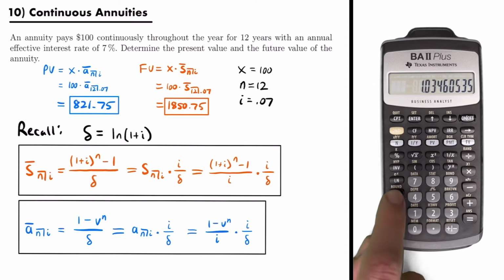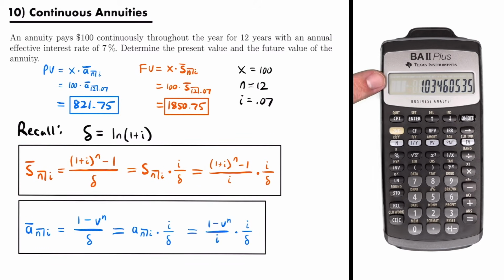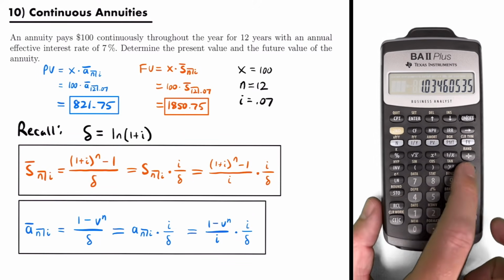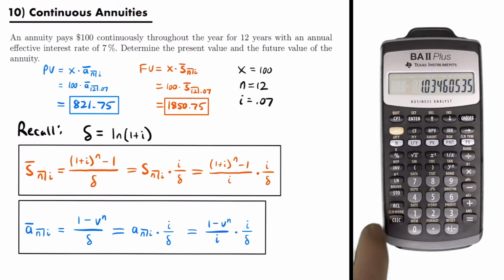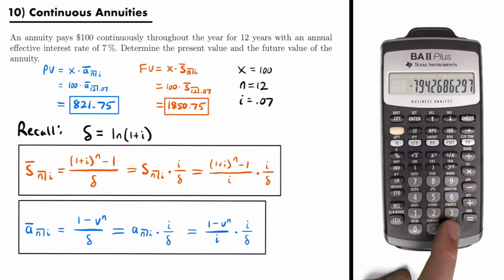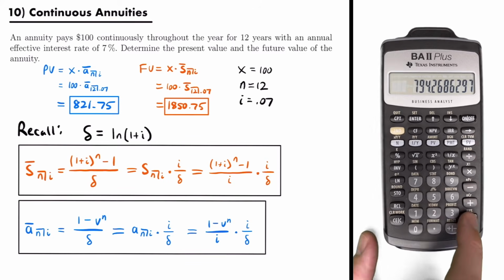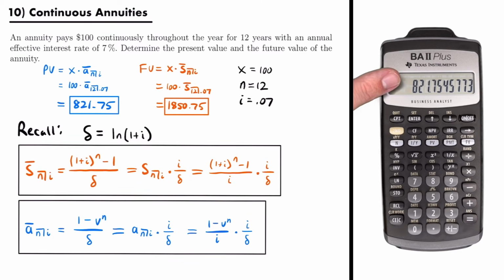Okay, so then let's store that in the 2 button just so we don't lose that, but we're going to multiply this by our present value that we stored earlier. And so let's hit the multiply button and then recall 1, that's where we stored it, and let's just make it positive, so hit the plus or minus button and then hit equals, and there is our $821.75, which matches up with our present value right here.